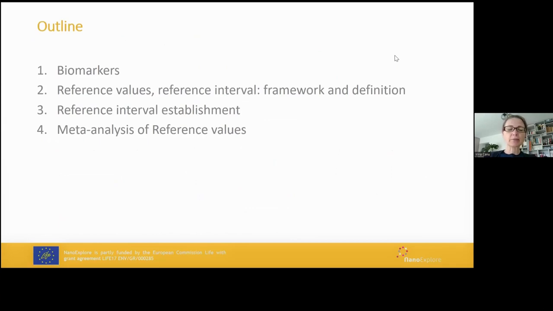The outline of my presentation is as follows. I will shortly remind the definition of biomarkers, how we develop biomarkers before they could be applied in clinics. Then I will provide you some definitions regarding reference values and reference interval. And then we will see the application of these guidelines to define reference interval in the concrete example developed with NanoExplore and an alternative way to deal with reference values of biomarkers.